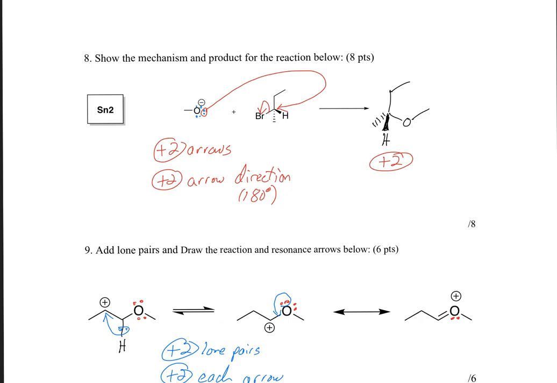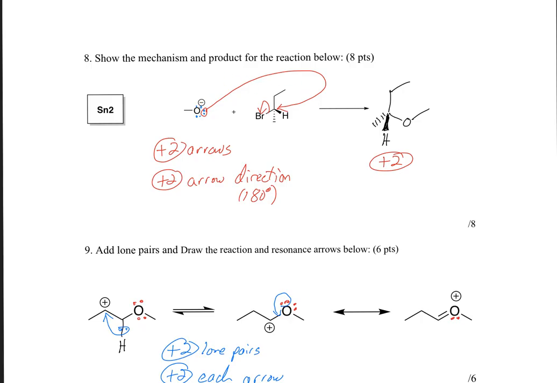All right. Show the mechanism and product of the reaction below. You're told it's SN2. So a couple things, you need to make sure the arrow is on the 180 degrees away. If you put the arrow right here, you won't get full points. Make sure it's 180 degrees away. Arrow direction matters.